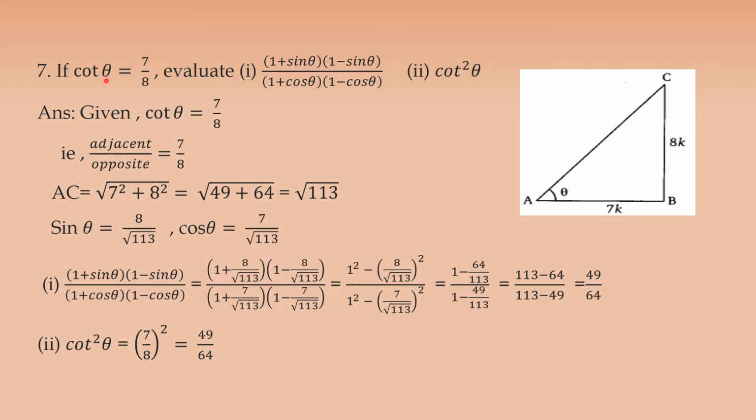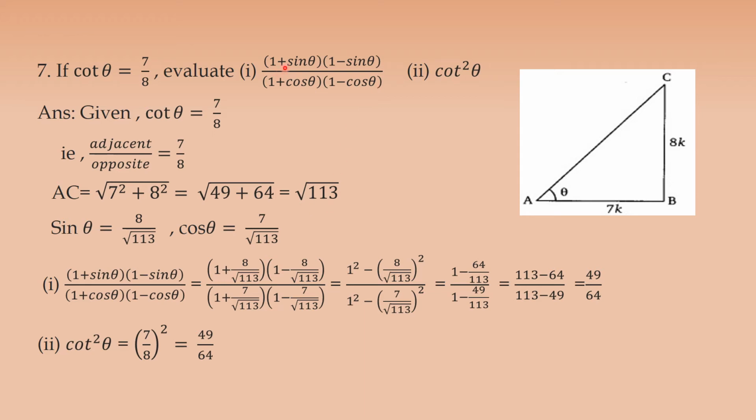So here, instead of calling it angle A, we can say the measure of angle A as theta. Given cot theta is equal to 7 by 8, which means adjacent side by opposite side is equal to 7 by 8. Therefore, adjacent to theta, which is AB, is equal to 7 and opposite to theta, which is BC, will be 8. To find the hypotenuse AC, we can use the Pythagoras property, which is square root of 7 square plus 8 square, which is equal to square root of 113.